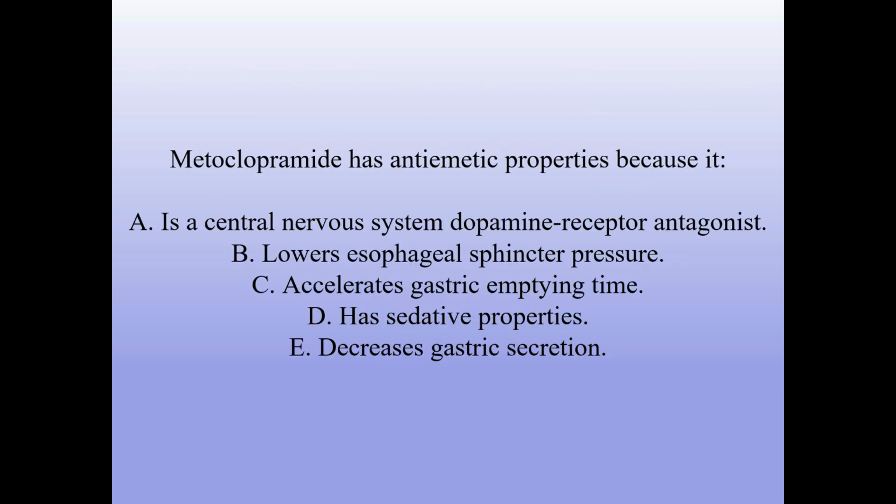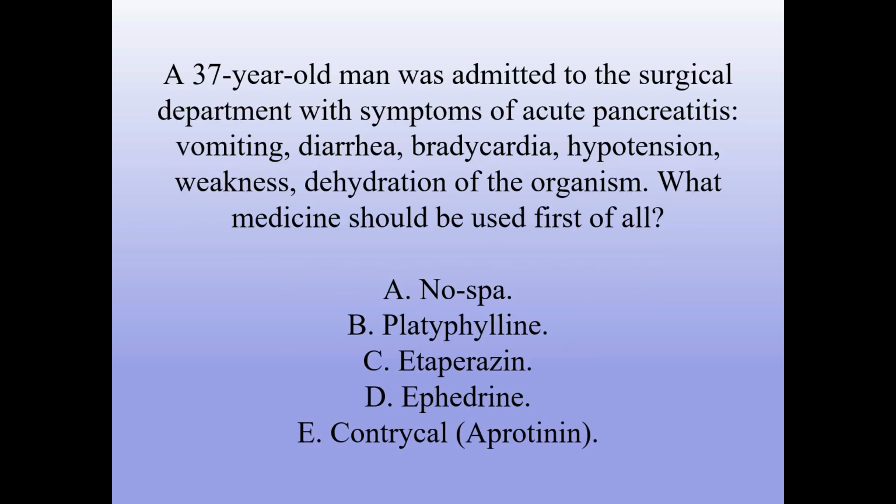Metoclopramide has antiemetic properties because it is also very easy. You must simply remember what is the pharmacological group of metoclopramide. And the answer is a central nervous system dopamine receptor antagonist. A 37-year-old man was admitted to the surgical department with symptoms of acute pancreatitis, vomiting, diarrhea, bradycardia, hypotension, weakness, dehydration of the organism. What medicine should be used first of all? In here we are searching for an inhibitor of proteolytic enzymes, and it is aprotinin or Contrical.